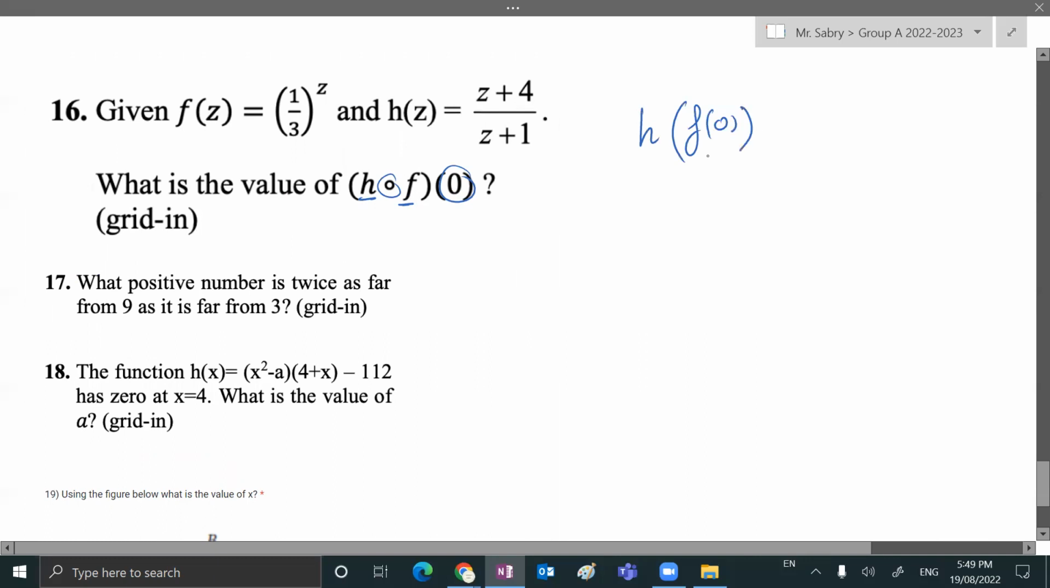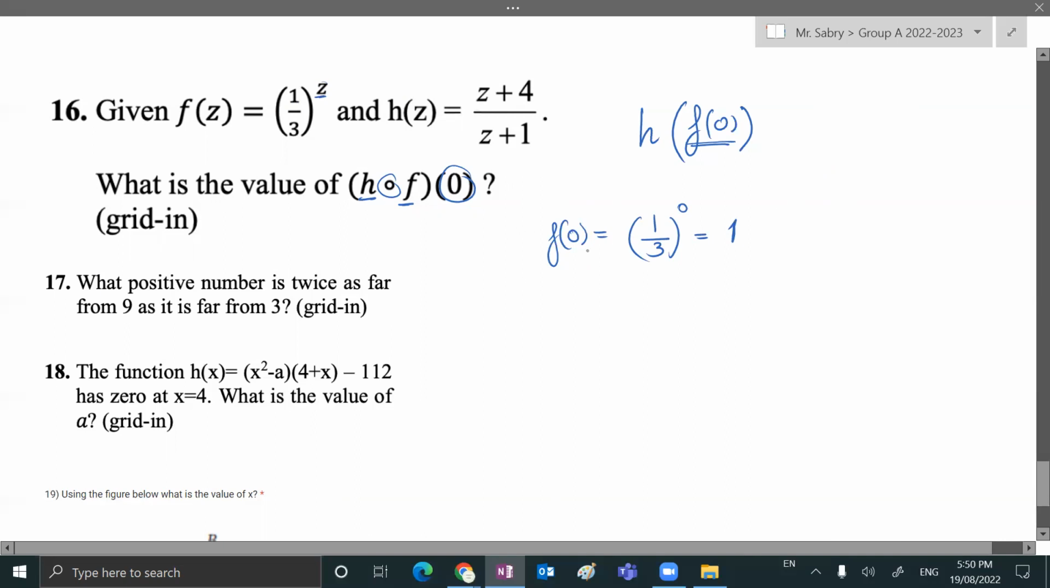If you remember, I told you to work those ones from the inside out. So first I'll get the f of 0. How do I find f of 0? By substituting the x or the z or whatever the variable with 0. So now I have 1 over 3 to the power of 0. Anything to the power of 0 is just equal to 1. So 1 over 3 to the power of 0 is 1.